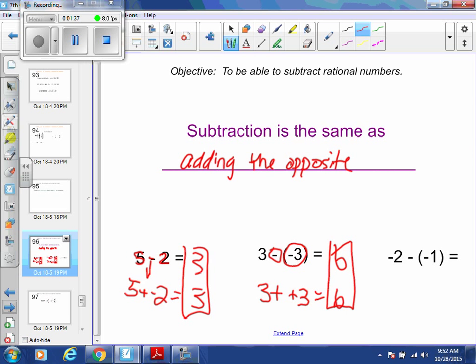All right, let's do one more for proof. If on your calculator you type in negative 2 minus negative 1, you are going to get an answer of negative 1. If we change the subtraction to adding, and we take the opposite of what comes next, we are going to get negative 1, same answer. So subtraction is the same as adding the opposite.